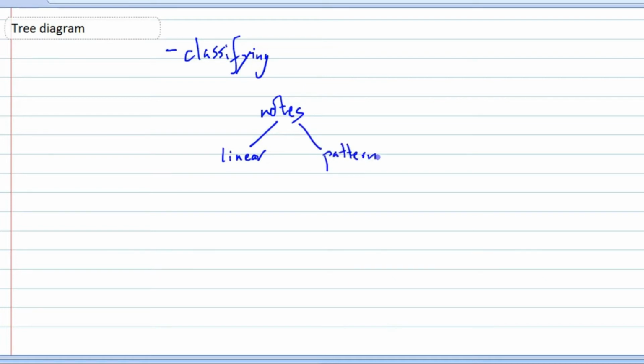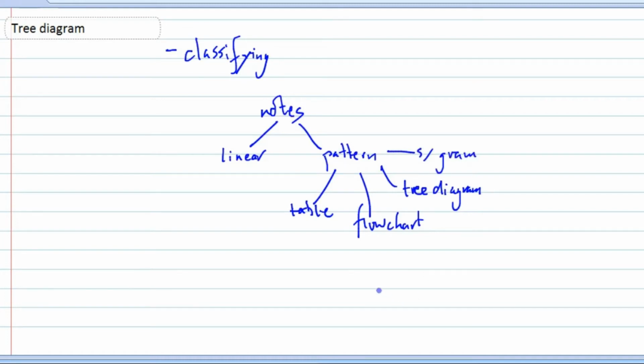So notes, as we've seen, can be divided into two kinds, linear notes and pattern notes. And pattern notes, as we saw, can be divided into four types: table, flowchart, tree diagram, and spidergram. I'll just use an abbreviation there to make it quicker. So this is an example of a tree diagram.